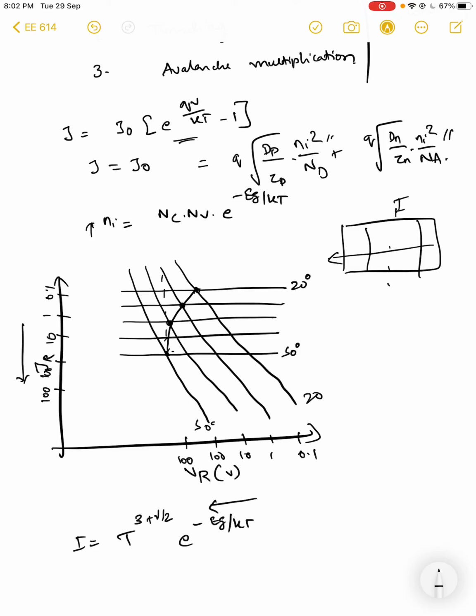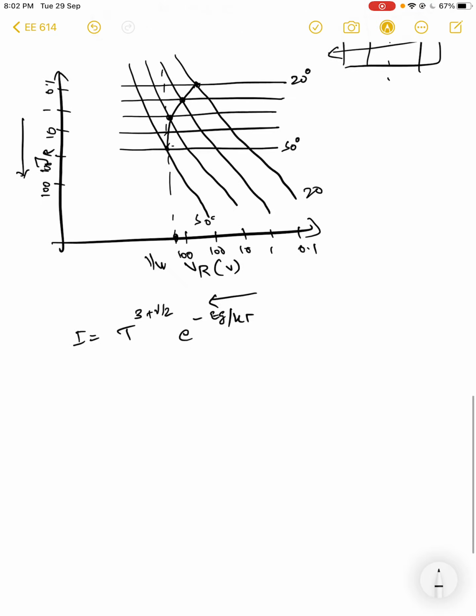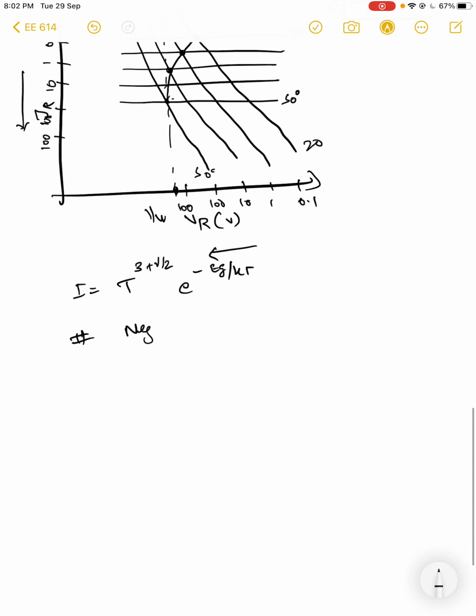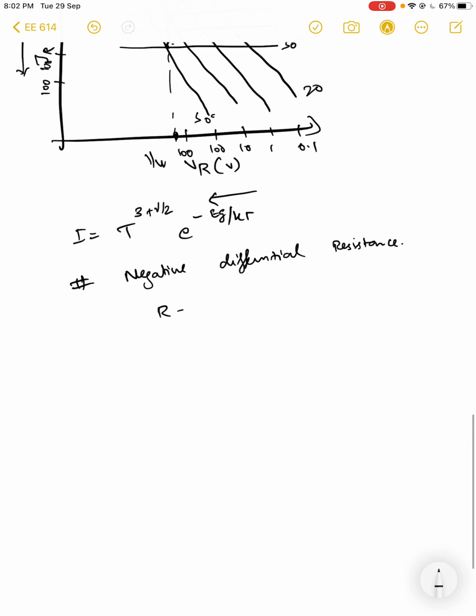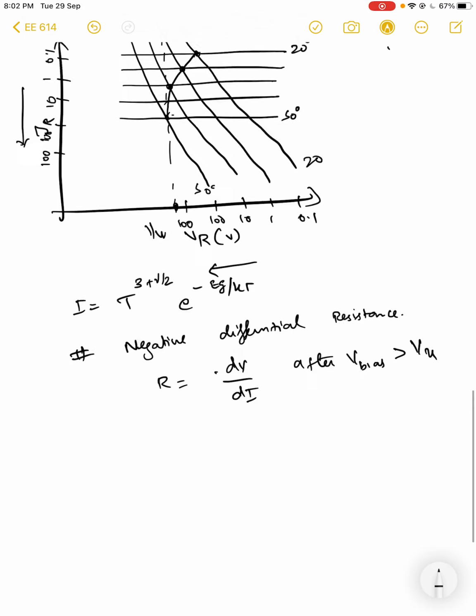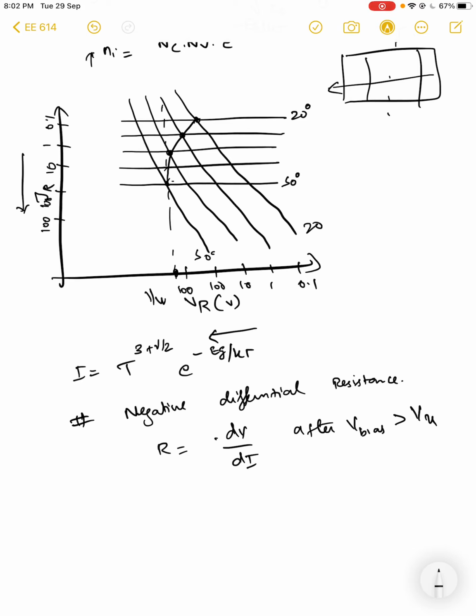and you can see that after a certain voltage called the turnover voltage, VU, the diode experiences what is called negative differential resistance. Which means R, equal to dV by dI, is negative after the bias V is greater than VU, VU being the turnover voltage. It turns out to be negative because if the temperature is beyond the temperature determined by the turnover voltage, the current automatically increases because of the feedback effect that we spoke about.